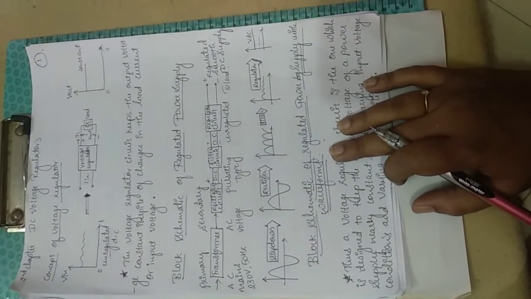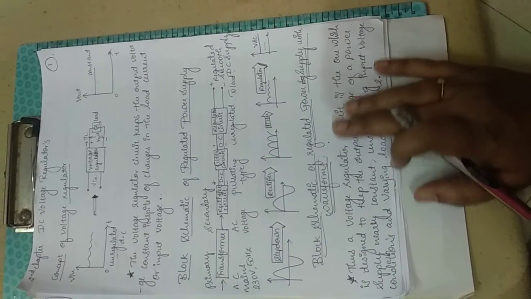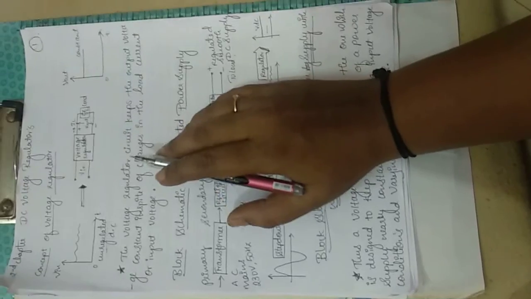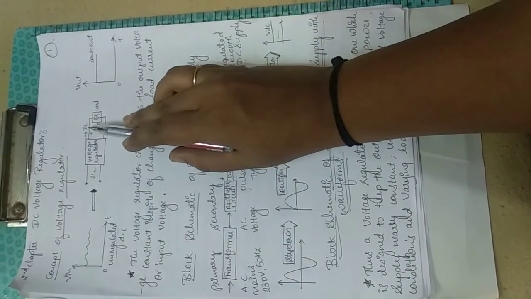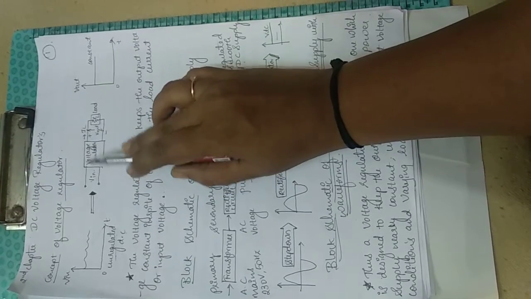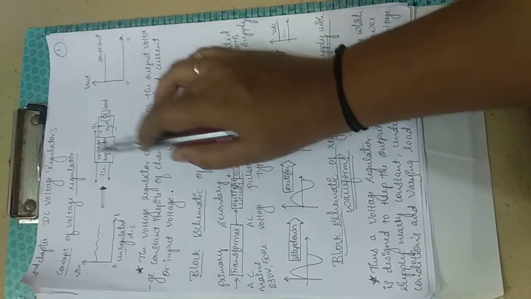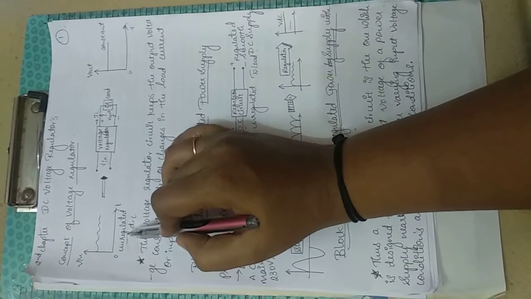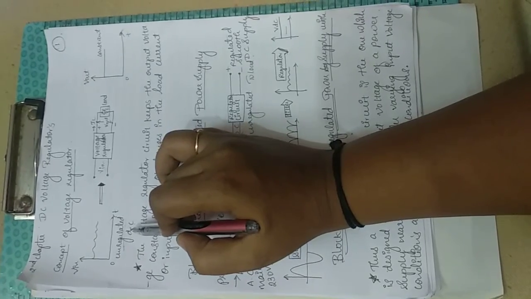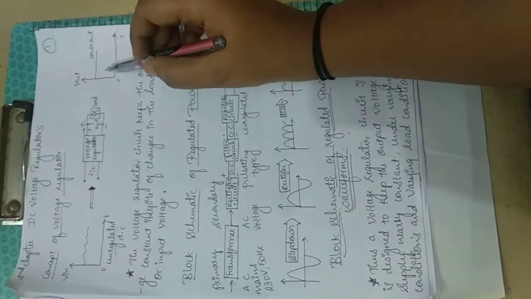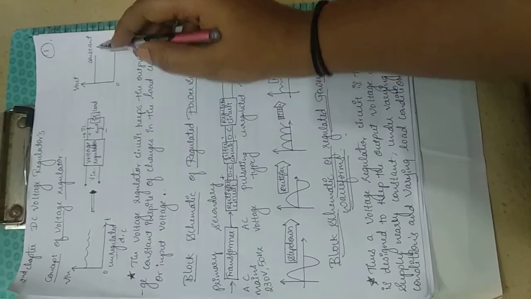So voltage regulators are nothing but circuits which keep the output voltage constant. If there are any changes in the load current and input voltage, the output will remain constant. It is known as a voltage regulator. Its input is unregulated pulsating DC voltage obtained from the filter and rectifier, and its output is constant DC voltage, which is almost ripple free.